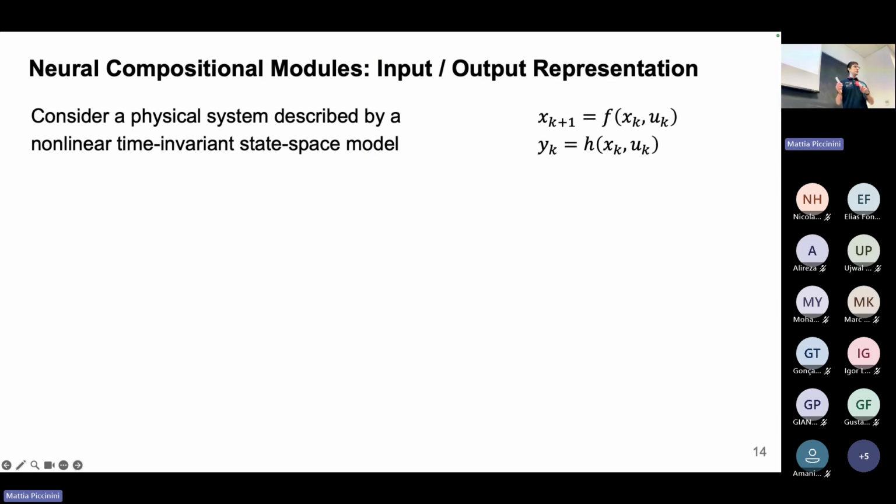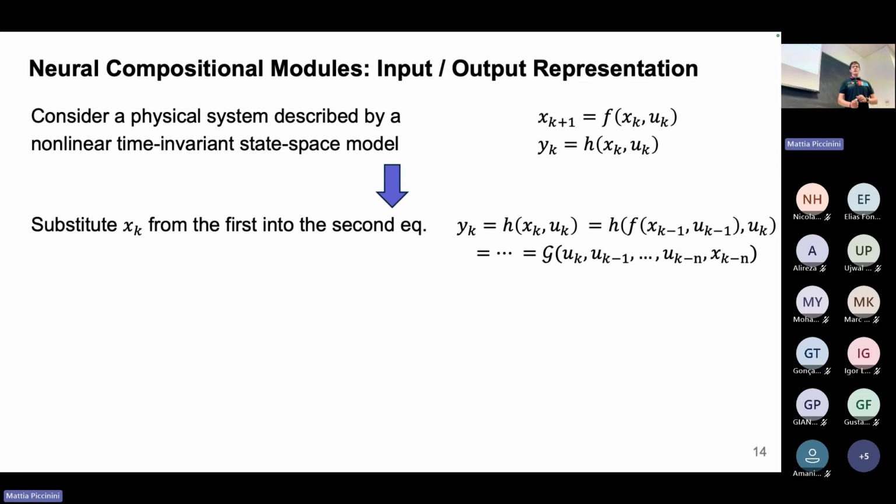To do that, let me start from a general physical system described by a nonlinear time invariant state space model. Very, very general. F is our state map, and H is our output map, depending on state and control. I think you've seen it many times in courses. And this can be a nonlinear system, of course.